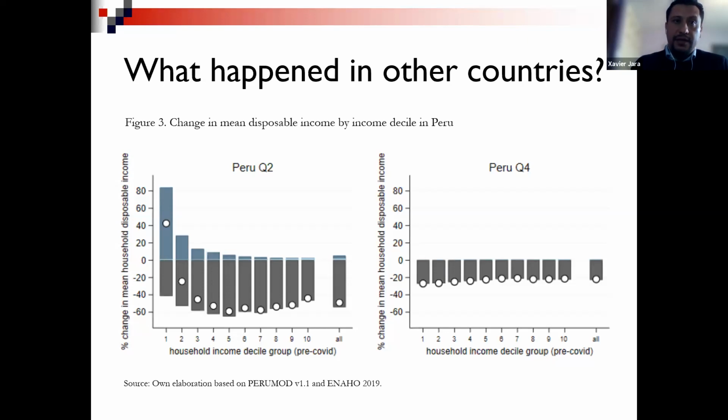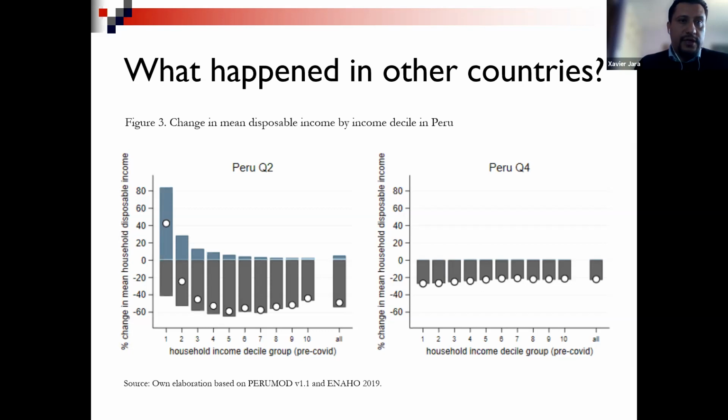However, now if we look at the pattern across the income distribution, although we also see a U-shaped pattern in Peru, so in Peru it is also the middle of the distribution that is hit the hardest by the pandemic in the second quarter, we see a very strong effect of COVID-related policies in the first decile. So during the second quarter of 2020, COVID-related policies do more than compensate for the loss of earnings for the poorest decile in the population, okay?